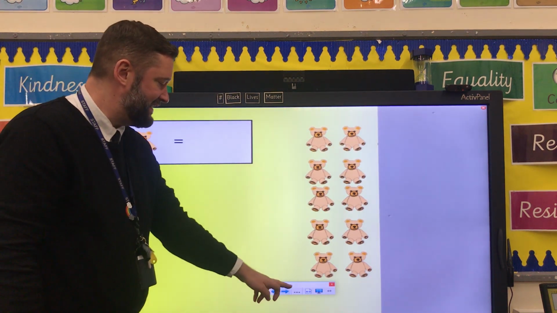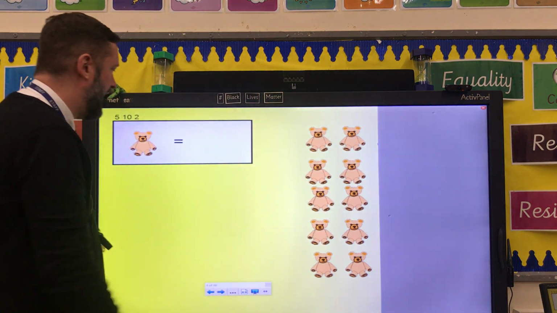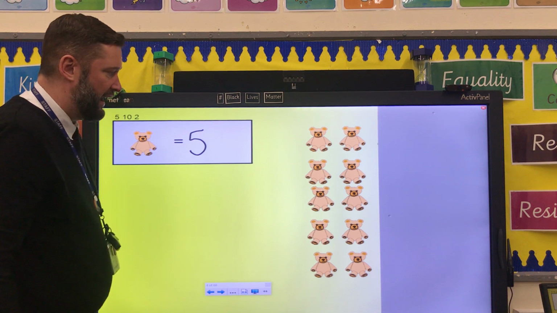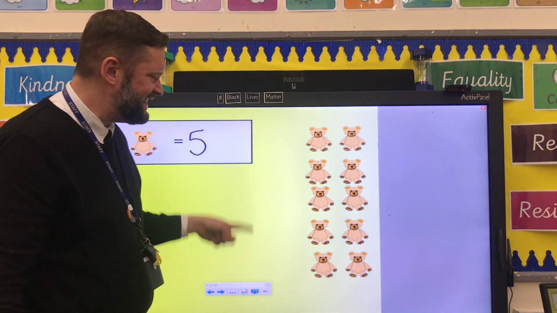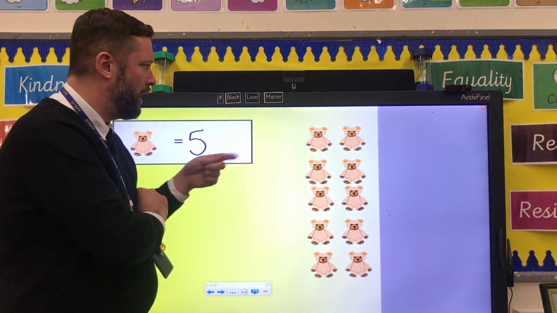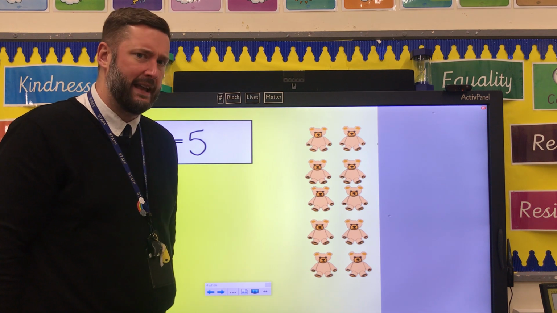Oh, we've got some teddies this time. They're not in a row, they're in a column. And each teddy, let's start off, is going to have a value of 5. And I've got, how many teddies have I got? There are 10 teddies there. So, do you know what the total will be if they each have a value of 5 without me counting?